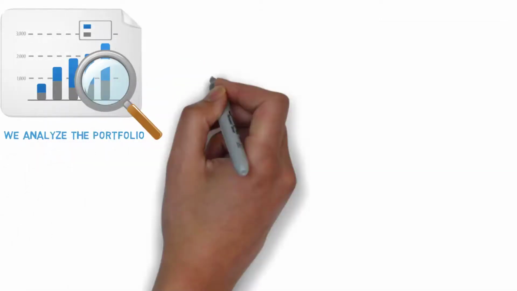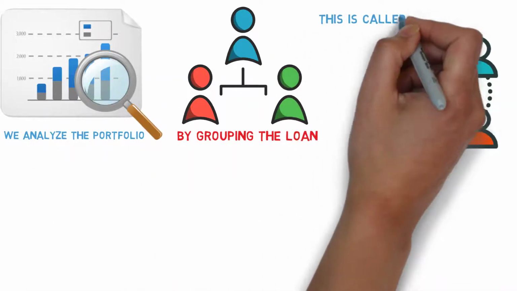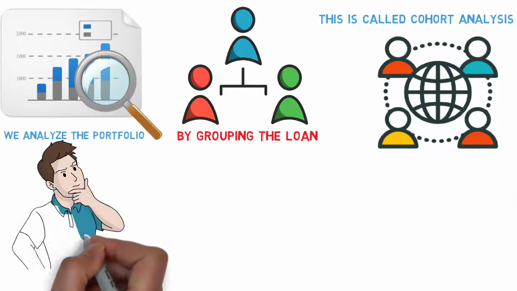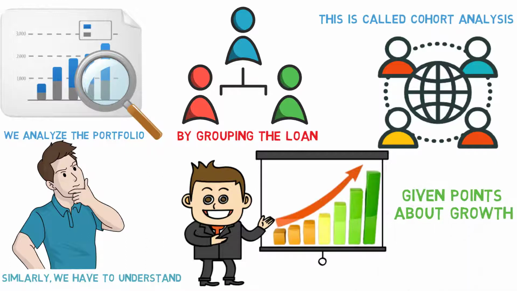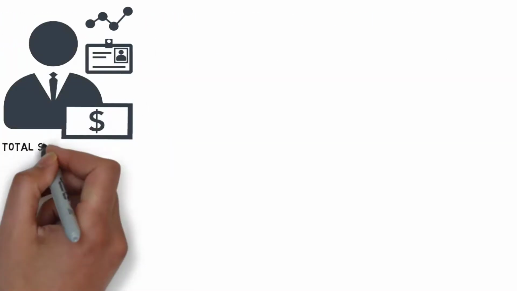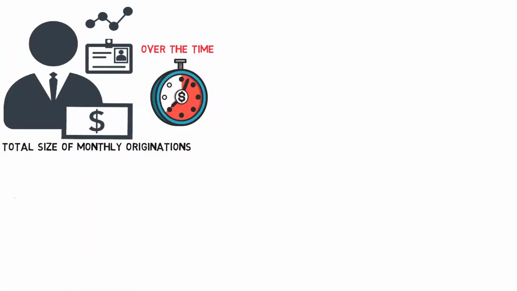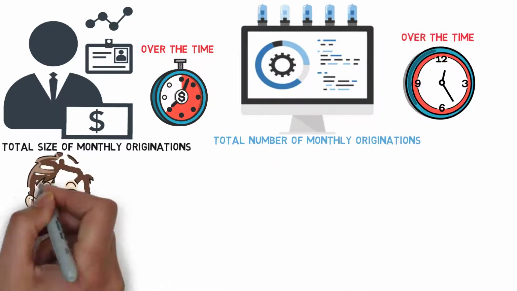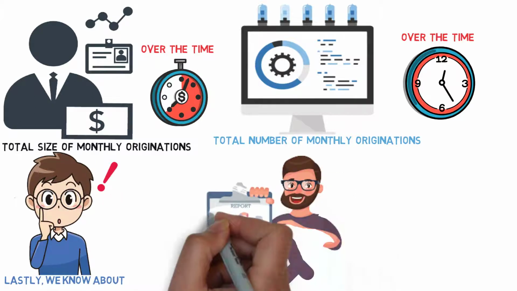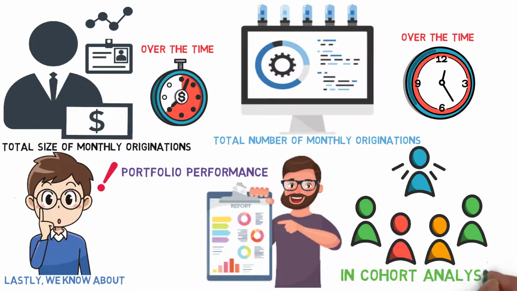We analyze the portfolio by grouping loans together, and this is called cohort analysis. Similarly, we have to understand these given 2 points about growth. Total size of monthly originations over time. Total number of monthly originations over time. Lastly, we know about portfolio performance in cohort analysis.